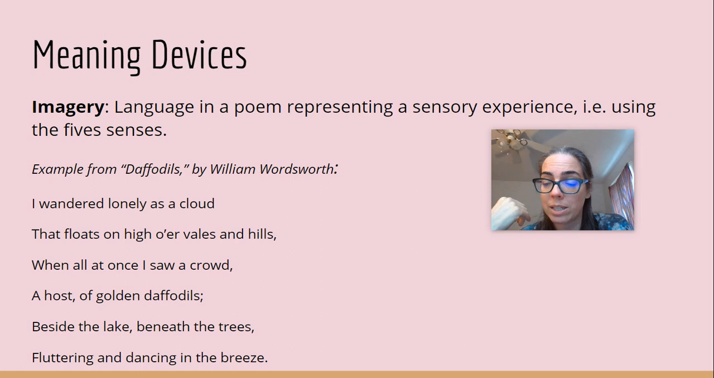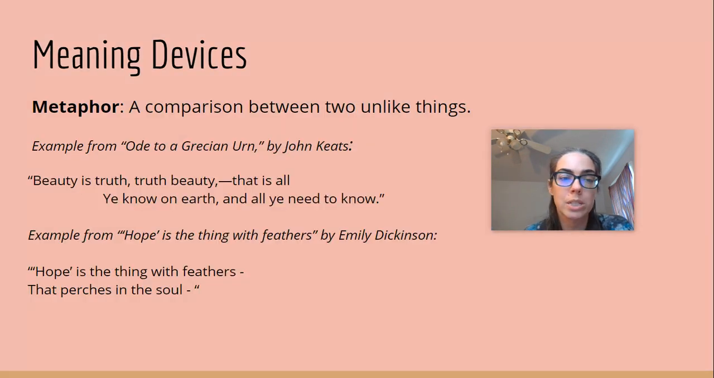He's wandering lonely as a cloud. He's wandering, so you get that feeling that it's not on a straight line. He's just kind of drifting, and he's floating. So wandering and floating, we've got this very sensory way of him floating around. And then he sees a crowd, where we've got sight. And the golden daffodils, we've got an idea of the daffodils. You can get a real sense of what's going on because of his descriptive language, because he's using imagery to appeal to our senses.